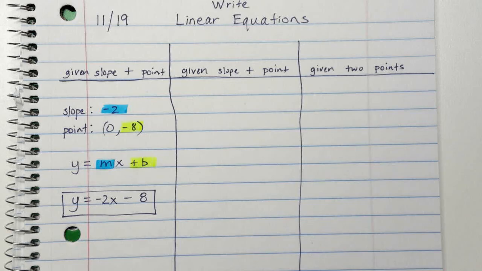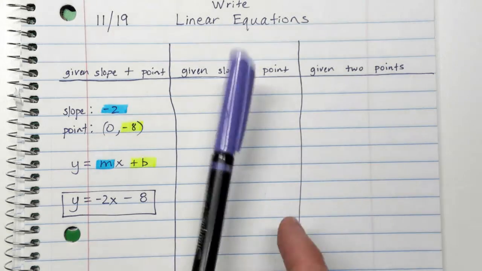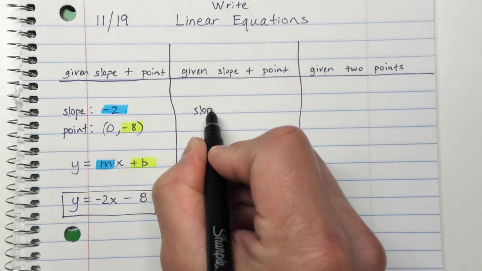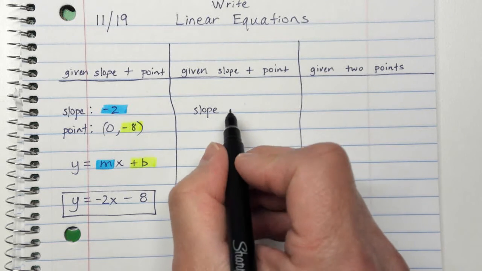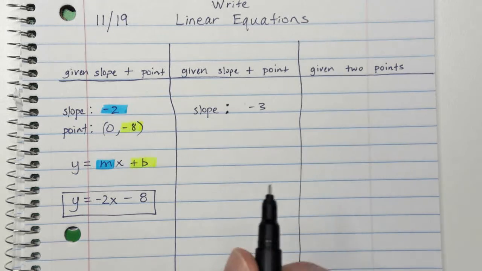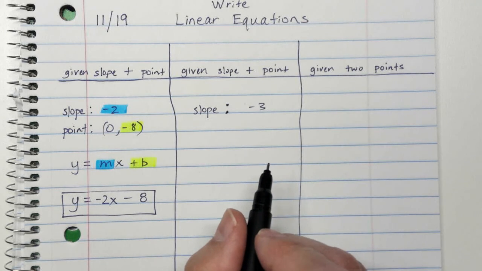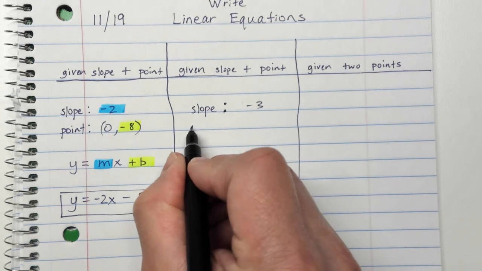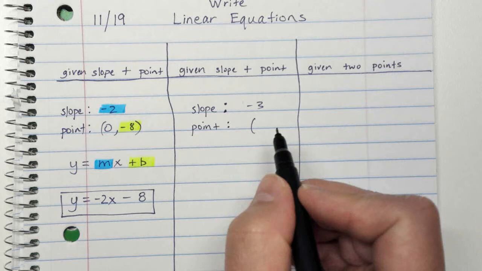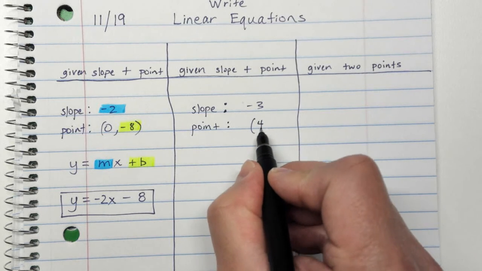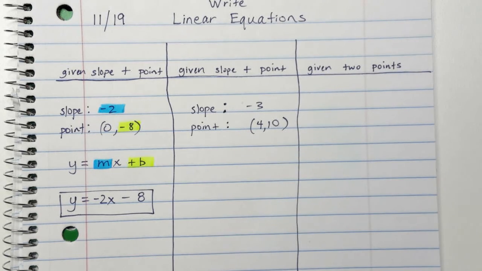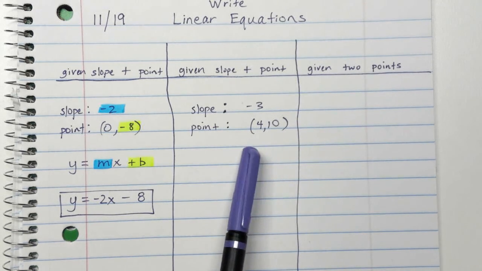Example number 2, or problem type number 2. If we tell you the slope of a line is -3, for example, and then we tell you it passes through the point, I'm just making these numbers up as we go, by the way, 4, 10. So this is just a random point. It's not special at all.